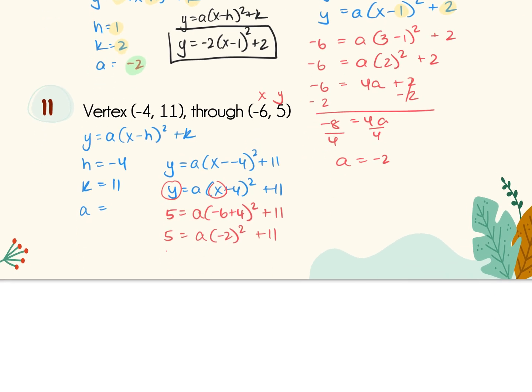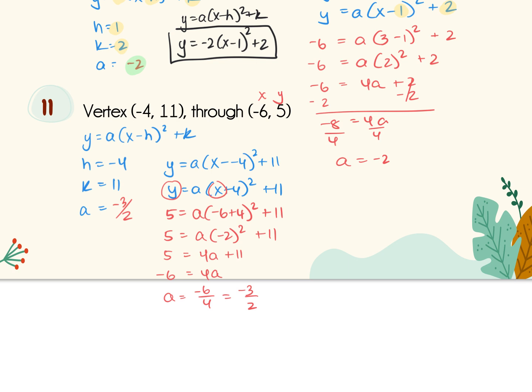And notice the only variable I have left here is the a, so I'm able to solve for a. So 5 equals 4a plus 11. Subtract 11 from both sides. I get -6 equals 4a. A equals -6 over 4, or -3 over 2. And so I have my a value.